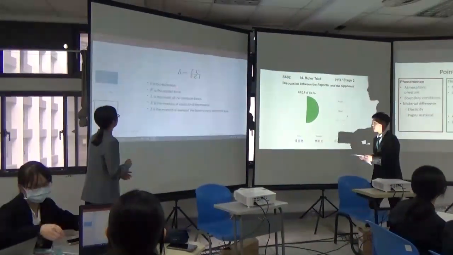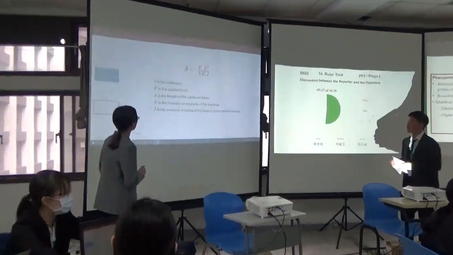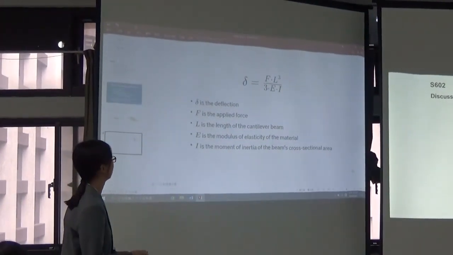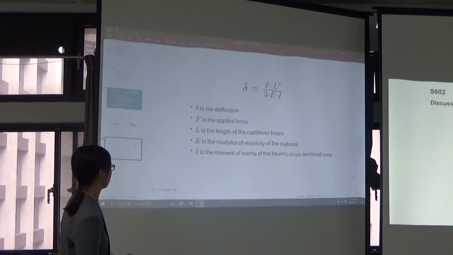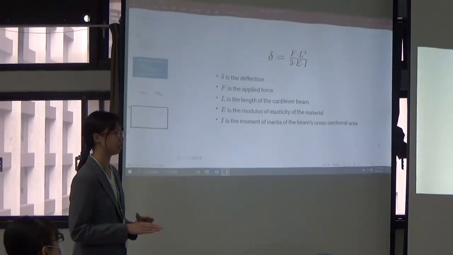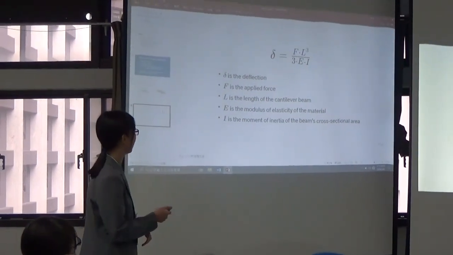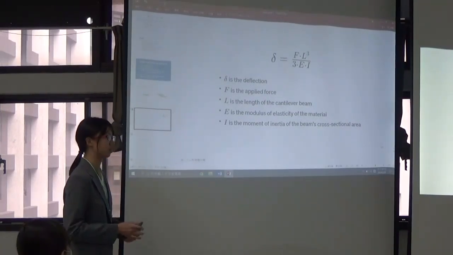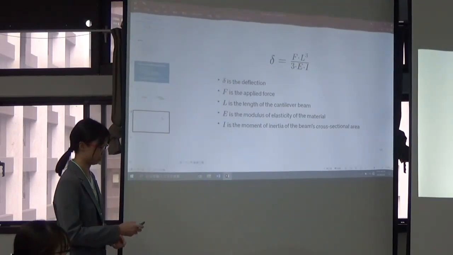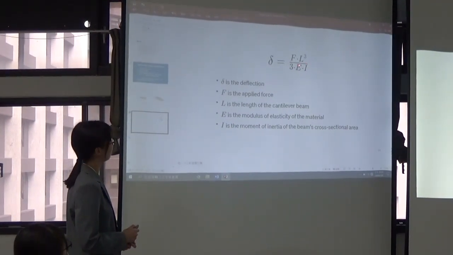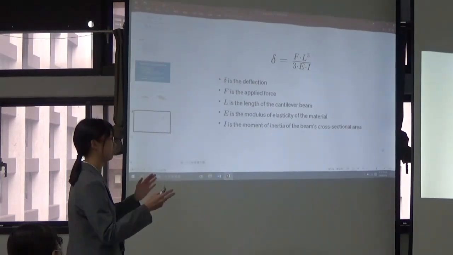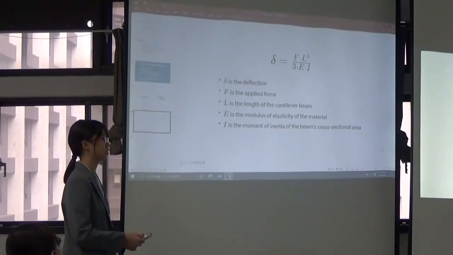So here, this is the deflection. F is the applied force, and L is the length of our ruler. E stands for the modulus of elasticity of the material, so different materials have different E. And I stands for the moment of inertia of the ruler. So you can see that the external force, the length of the ruler, and also the material all influence it.